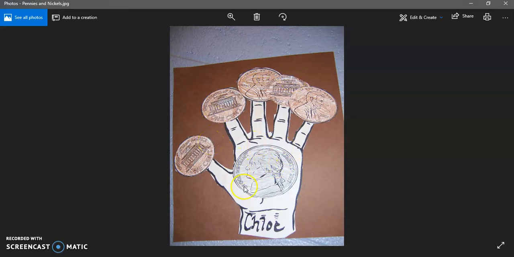And then in your hand, I want you to make a nickel. Remember, it doesn't have to look like this. A silver coin is okay. So you'll cut out a circle and put it in the middle of your hand that you've cut out. This shows that there are 5 pennies. That's the same as 1 nickel, and I want you to put your name on it, okay?